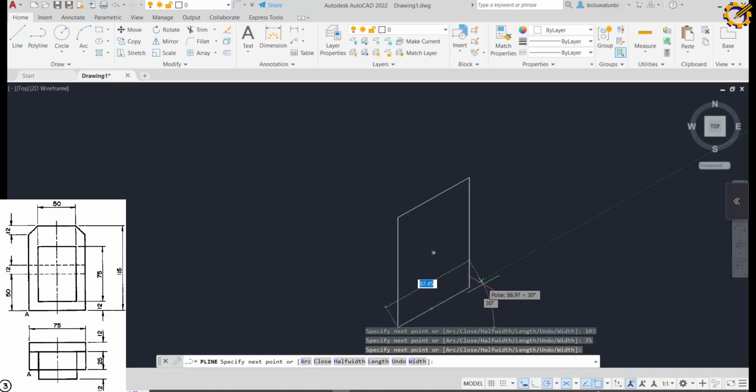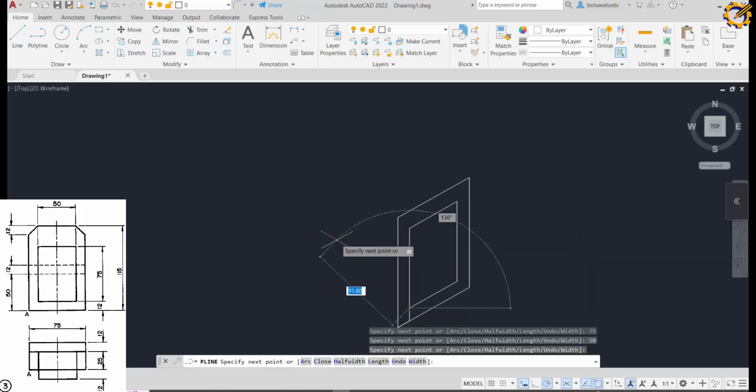So going towards this direction again, distance of 12, enter. Height of 12, enter. Like this at 30 degrees, distance of 50, enter. Height of 75, enter. 50, enter. Then closing it here.